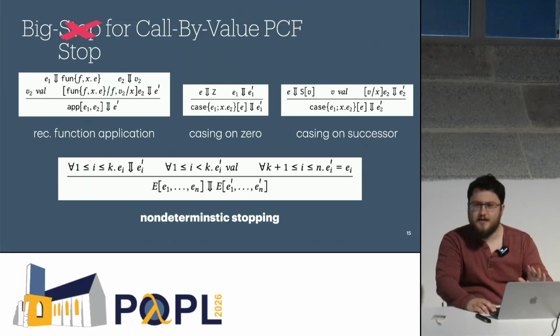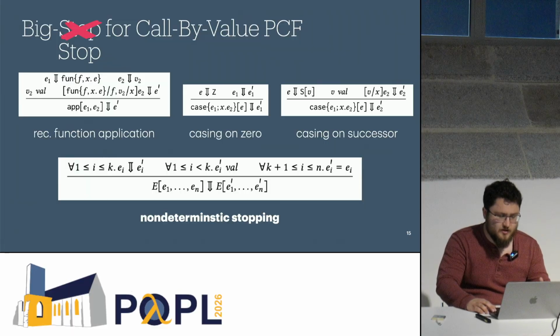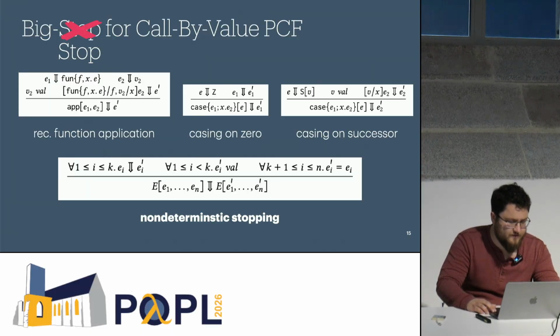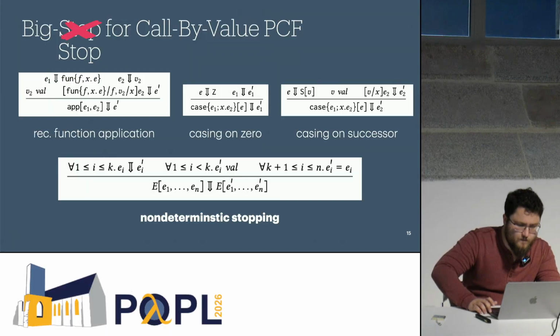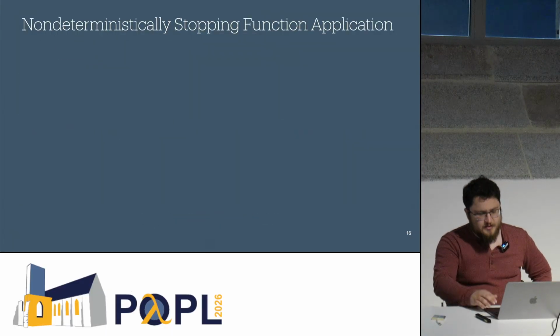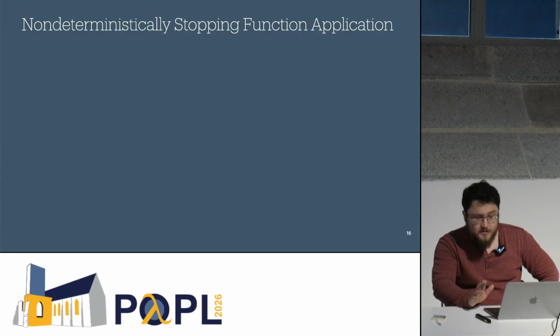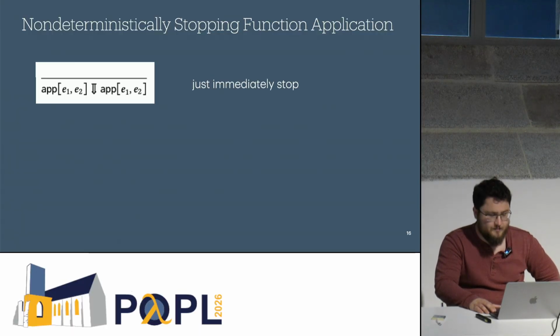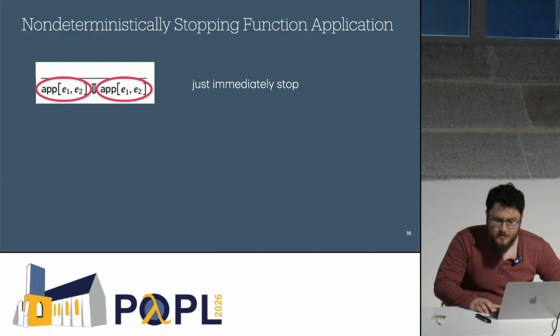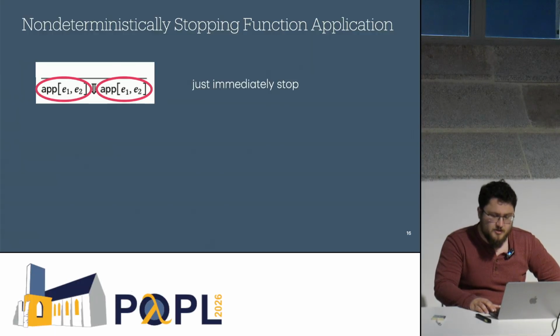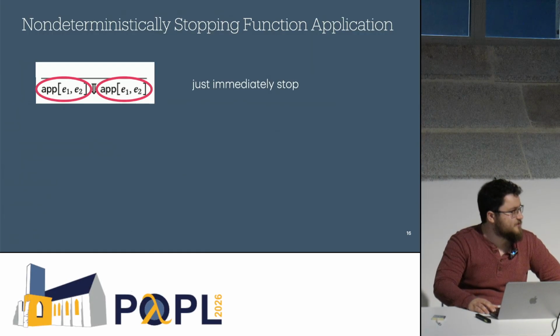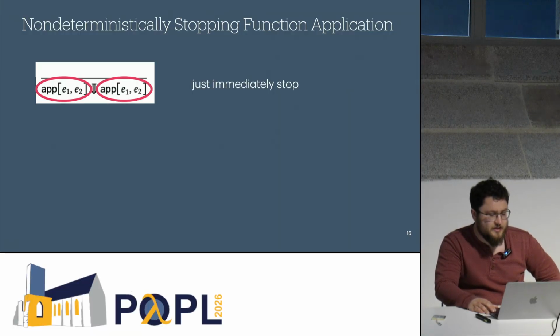Let me show you exactly how it does this by instancing it on the stopping rules for function application. So there are three ways that function application can stop. First, it can just immediately stop, and that will leave the left and right side of the judgment the same. And in fact, the stopping rule is set up so that every expression can big stop to itself, which is why we no longer need a separate rule for stopping values.